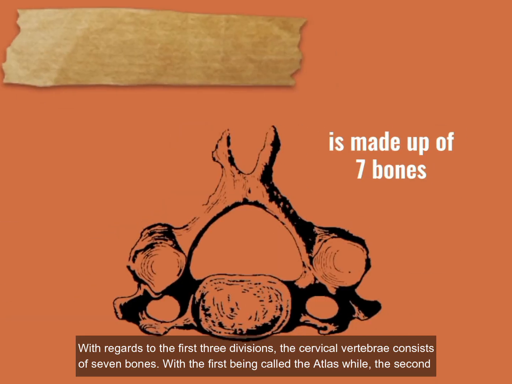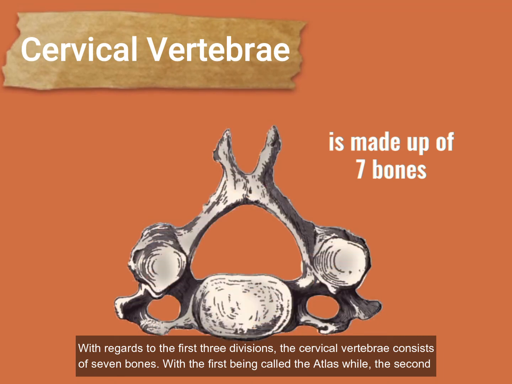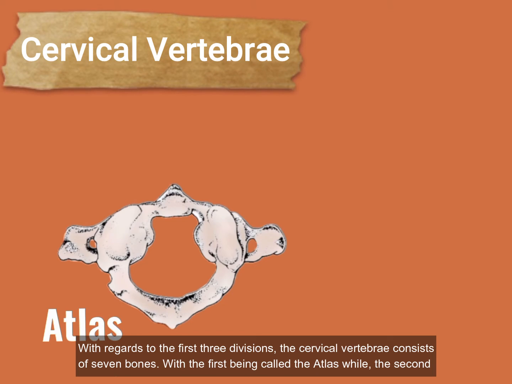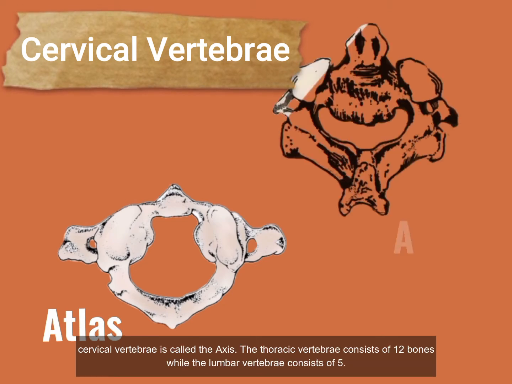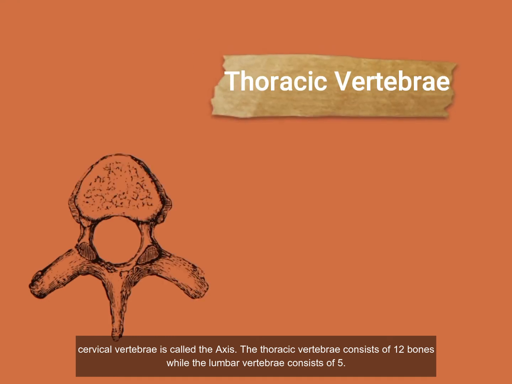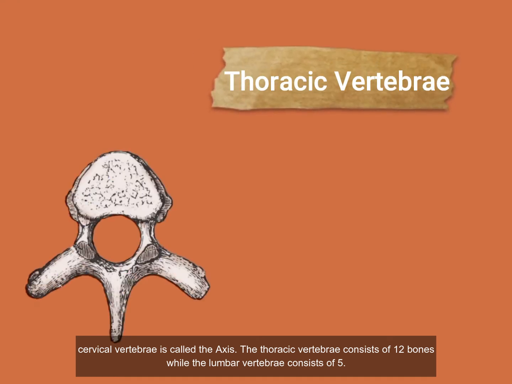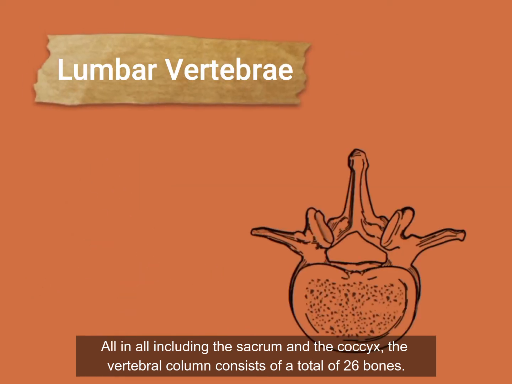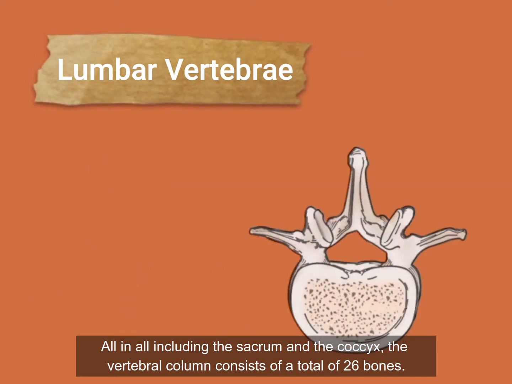With regards to the first 3 divisions, the cervical vertebrae consists of 7 bones, with the first being called the atlas, while the second cervical vertebra is called the axis. The thoracic vertebrae consists of 12 bones, while the lumbar vertebrae consists of 5. All in all, including the sacrum and the coccyx, the vertebral column consists of a total of 26 bones.